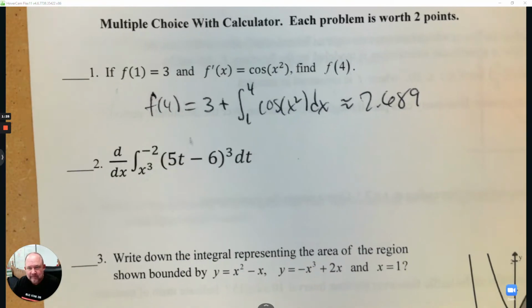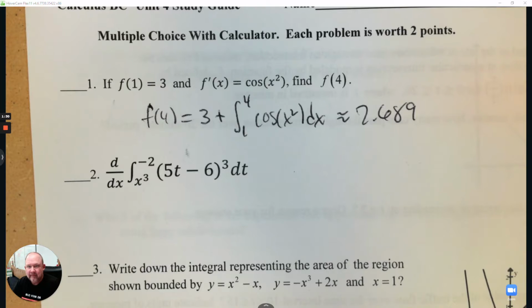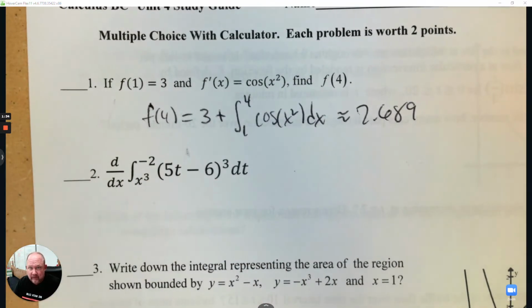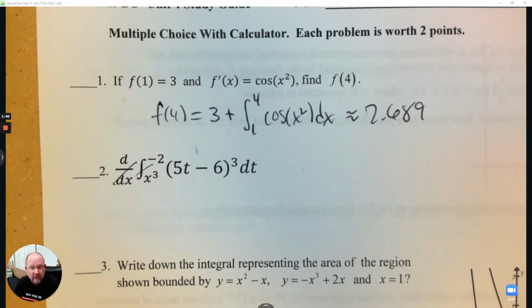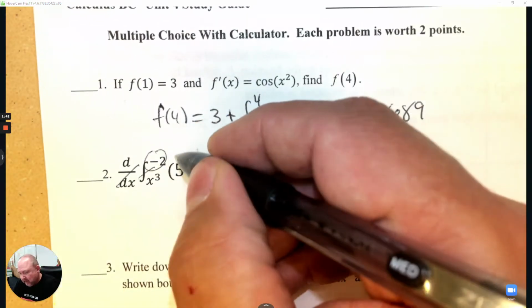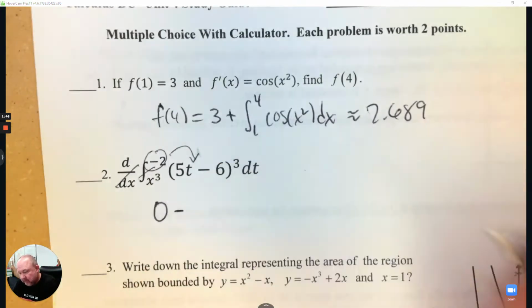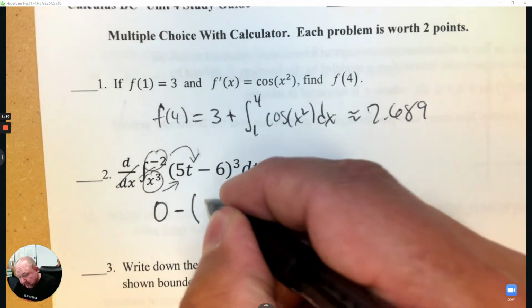All right, number 2. You feel like typing this in your calculator, but don't. This is the fundamental theorem of calculus, part 2. So derivative and integration undo each other. It's a substitution question. So we plug in the top here and then take the derivative, and the answer is 0. Subtract.